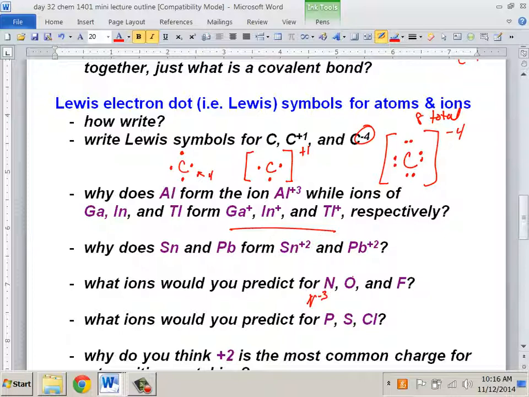How about oxygen? Oxygen would form what ion? Here's oxygen.